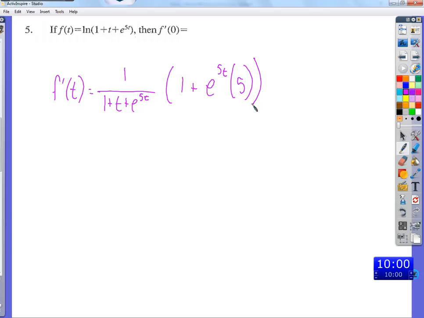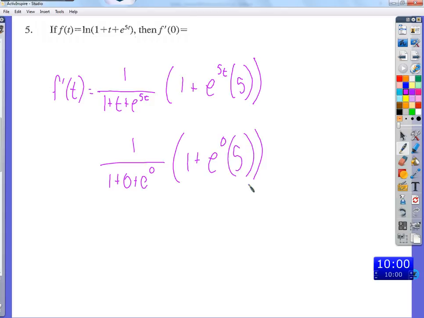So for f prime of 0, we need to put 0 in here. 1 over 1 plus 0 plus e to the 0 times 1 plus e to the 0 times 5. Okay, so that's 1 over, what's e to the 0? 1. So 1 plus 0 plus 1 is 1 plus 1, 1/2. We got 1 plus, what's e to the 0? 5. So 6 over 2. 3.